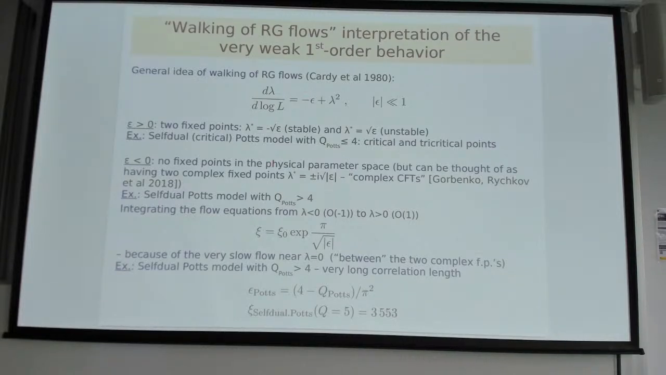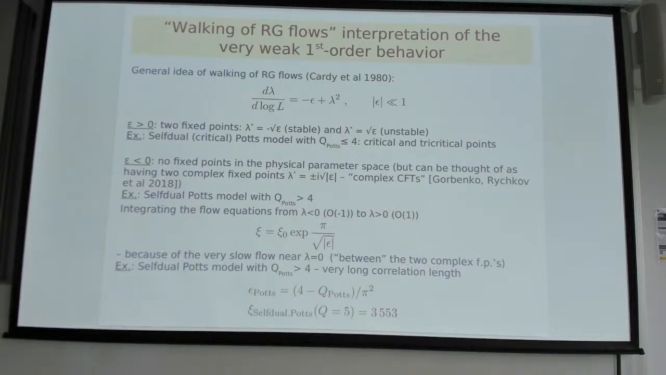the regime where there are no stable fixed points. This is where fixed points move off your real axis to the complex plane. The vicinity of lambda equals 0 is still, the flows are very slow. You do not run, you walk. And if you are starting on the other side of 0, it takes you 1 over square root epsilon to pass through 0, and converted to length scale, it's an exponentially long length scale.